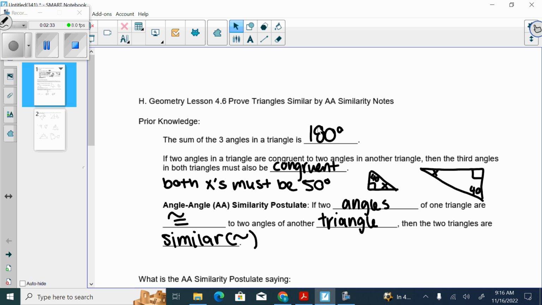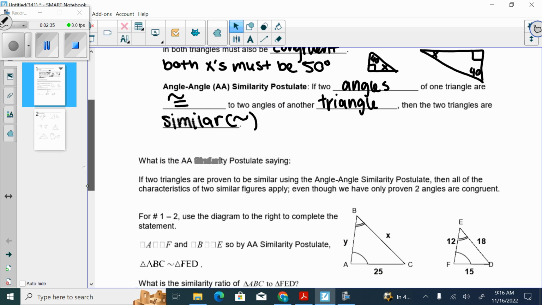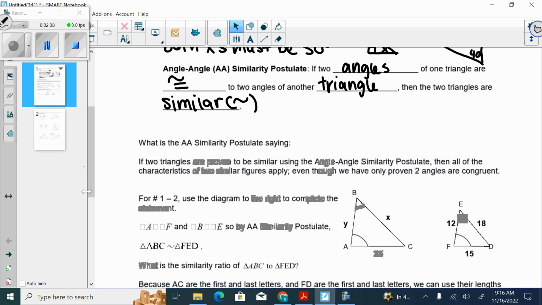Okay? All right. So it says, what is the AA similarity postulate actually saying? It says if two triangles are proven to be similar using the angle-angle similarity postulate, then all the characteristics of two similar figures will apply, even though we only know two of the angles are congruent. So remember, yesterday we said the properties of similar figures were that all the angles were congruent and that all the sides are proportional, right? So you're automatically going to know that your sides are proportional, even though you haven't done the math to prove it, because you've proved that you have two congruent angles.